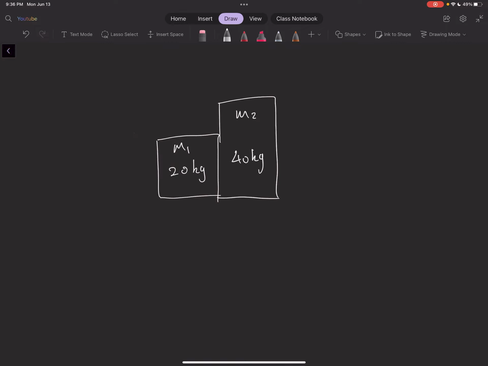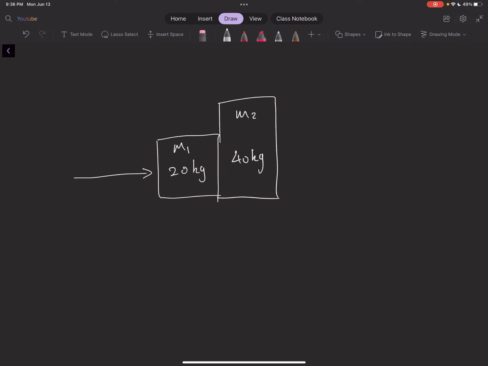So for today's lesson, we're going to look at how we can determine the magnitude of the contact force. The contact force occurs when you have two or more blocks that are pushing against each other. Let us say, for this example, that we have two blocks, M1 and M2. They are different masses, for example, 20 kilograms for M1 and 40 kilograms for M2.